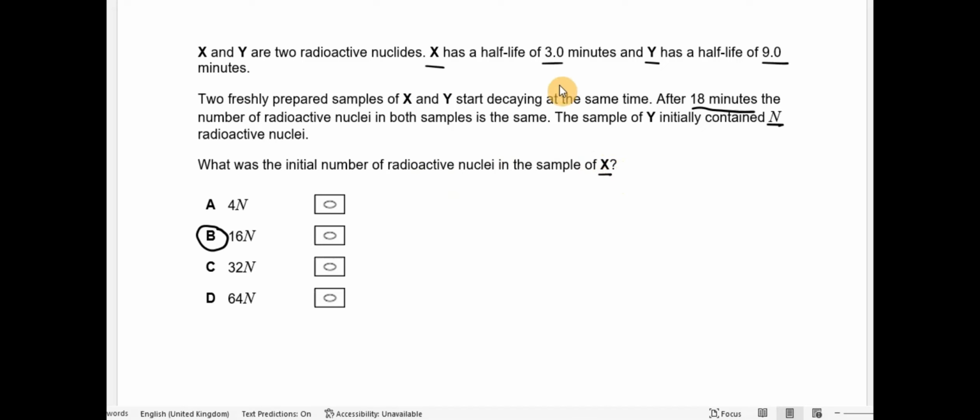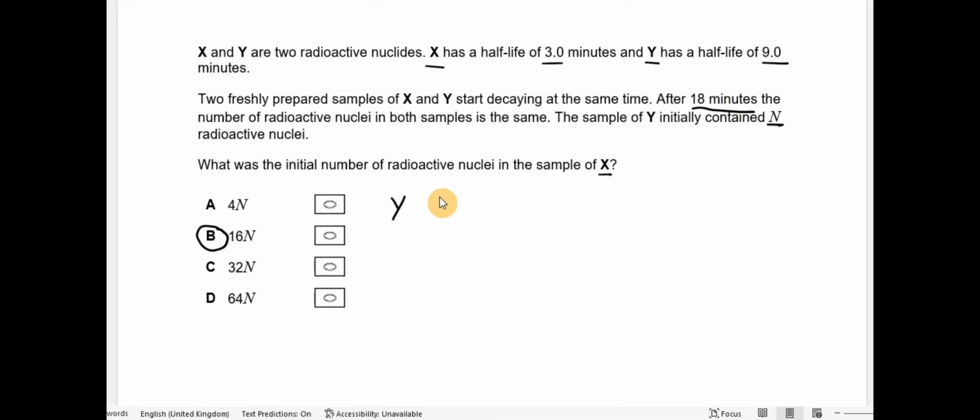So when I'm dealing with nice simple questions about half-life, I quite often like to draw a little table showing how the number of particles changes with the number of half-lives. So I'm initially going to look at sample Y. And we know Y has a half-life of 9 minutes, and we might be interested to find out how many particles it contains after 18 minutes. Well, half-life of 9 minutes, after 18 minutes, 2 half-lives will have passed.